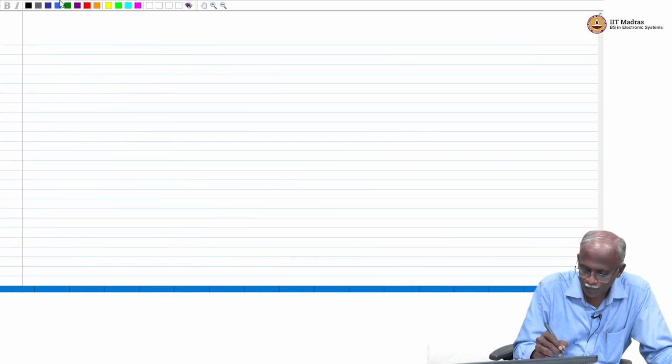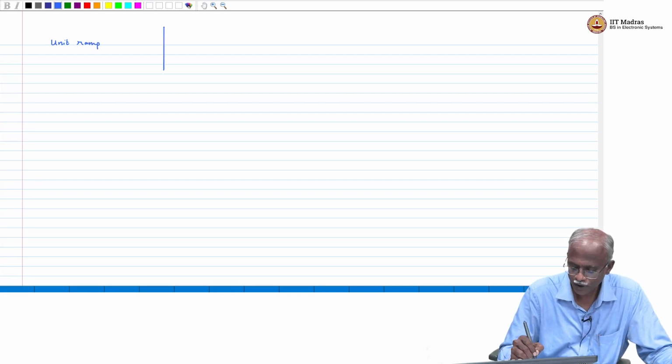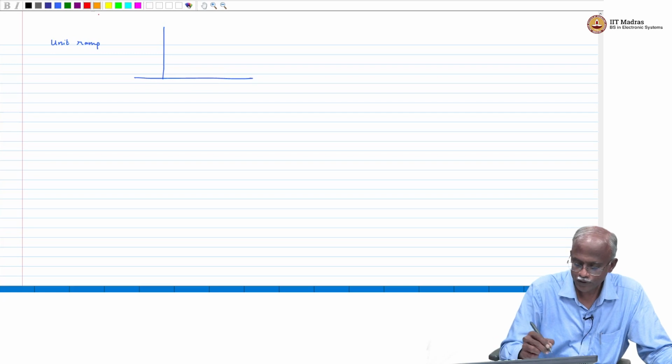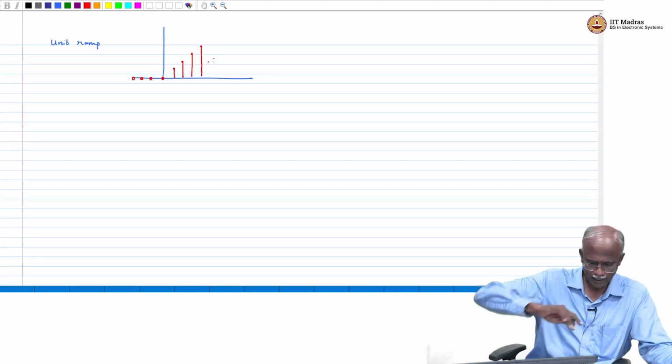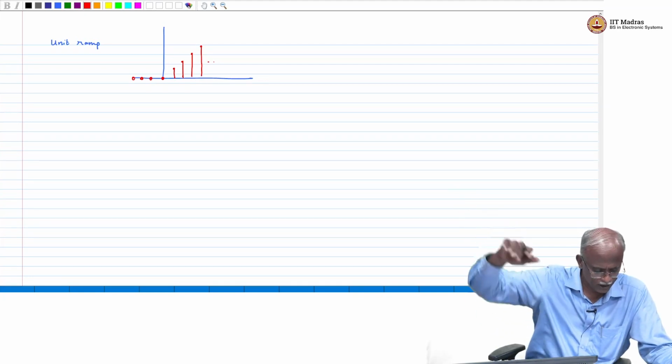So, to make this an interesting discussion, I will define a new signal called a unit ramp. It's a very interesting type of signal, which I'll sketch for you. It starts at time n equal to 0. It has value equal to 0 on all negative points. Then for n equal to 1, it has a sample value equal to 1, n equal to 2 has 2, 3, 4 and so on. This is what a ramp function is. Basically, it's like a staircase, it is going up.